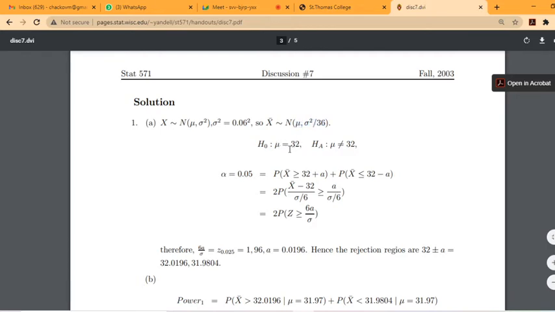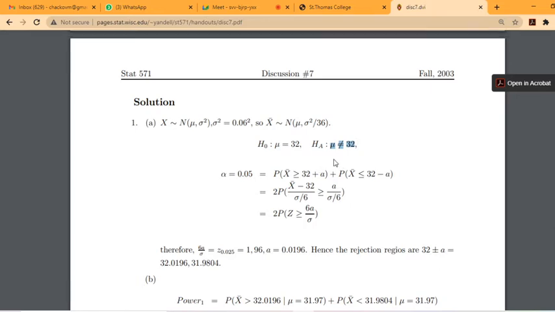Now we have to test. The given assumption is mu equal to 32, against mu not equal to 32. At the same time, several alternative hypotheses are given, 31 point something, etc. Also it is given that alpha is equal to 0.05, that means the significance level, the probability of type 1 error, is 0.05. So what will be the rejection region?